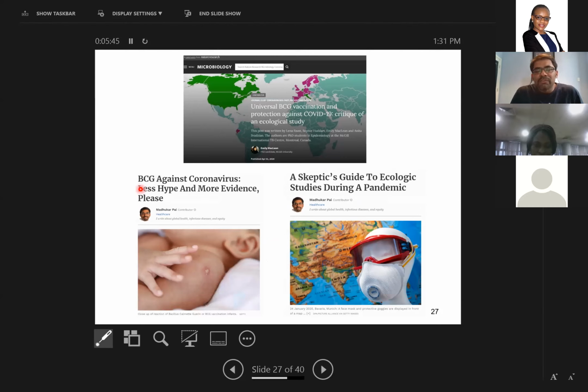So I wrote a piece in Forbes arguing that the evidence that BCG protects against coronavirus is very, very weak, right? We need randomized trials before we can say that. And I also wrote a skeptic's guide to ecological studies, because in this pandemic, people have lost their heads. All sorts of rubbish is being published as correlation, and it is driving everybody mad. There is so much noise in the literature, and I'll show you examples of the ridiculous type of studies being put out in this particular pandemic.